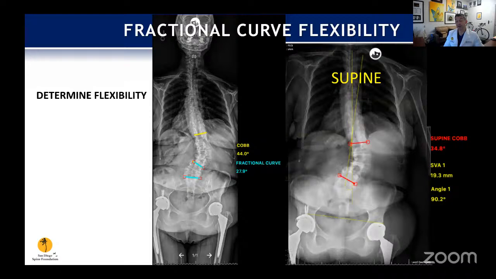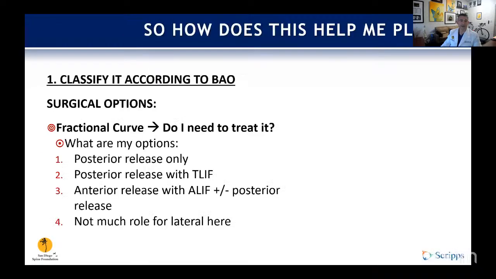Curve flexibility is really important in both the coronal and sagittal planes. So always do evaluate that. You can use your scout films from your CT or MRI. We actually do supine films as well. But I do think it's really helpful to help you understand how hard the day is going to be in the operating room. So here you can see where the patient's fractional and main lumbar curve actually were basically unaffected by positioning. And again, use the modalities that you have to understand it.